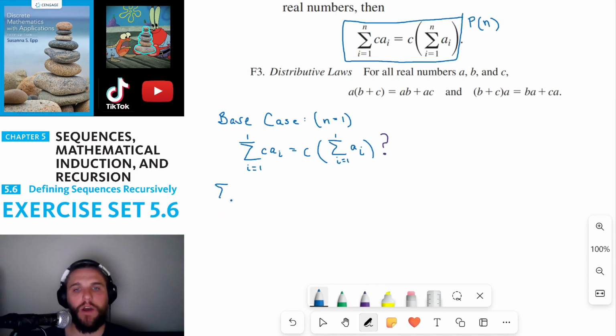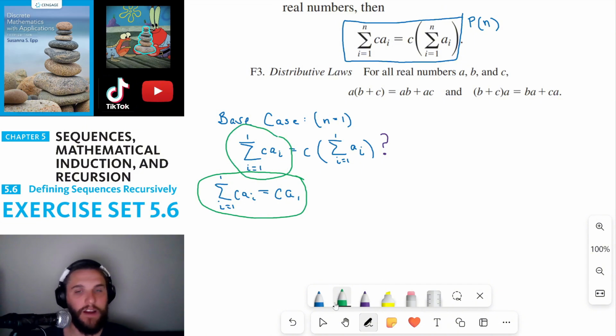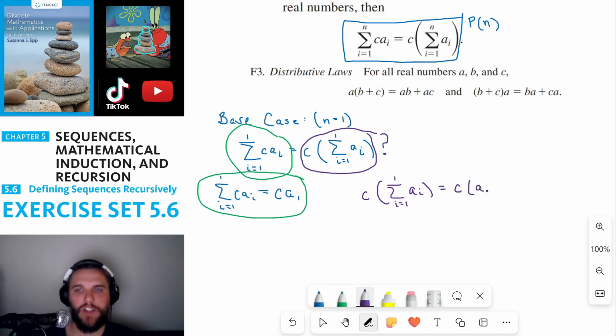To prove this, we're going to evaluate both sides of this equation separately. Starting with the left-hand side, we have the summation from I equals 1 to 1 of c times a sub I. Now, since the index variable starts at 1 and ends at 1, this is just one term, c times a sub 1. Now that's a simplification of this left-hand side here. Now let's evaluate the right-hand side. This is just going to be c times a sub 1, and we could drop the parentheses here to get c times a sub 1. And in both cases, we get c times a sub 1, and so this equation must be true.